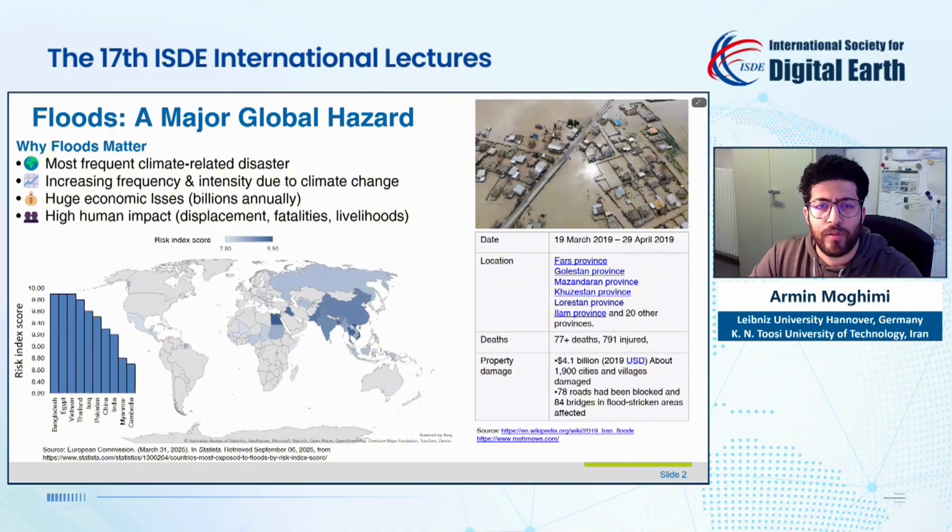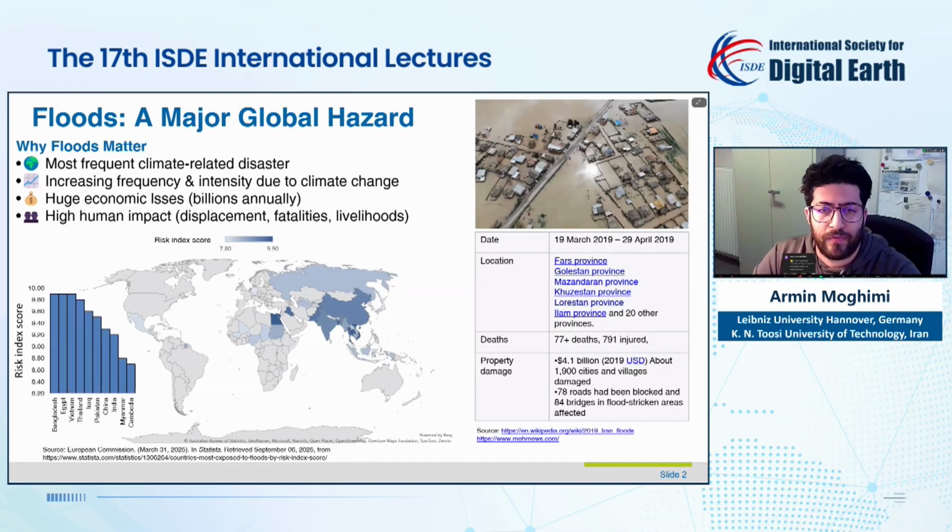Floods are among the most frequent and disturbing natural hazards globally. Their occurrence is increasing in both frequency and intensity, driven by climate change, rapid urbanization, and land use change. Economically, floods cost billions of dollars in damage every year, destroying infrastructure, farmland, and housing. Beyond the financial losses, they bring widespread human suffering, from large-scale displacement to tragic loss of life.